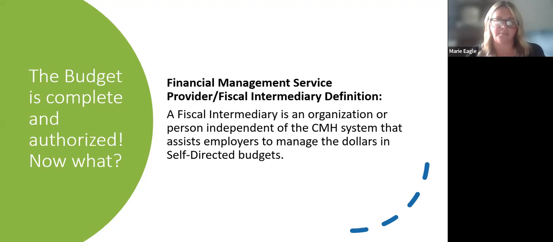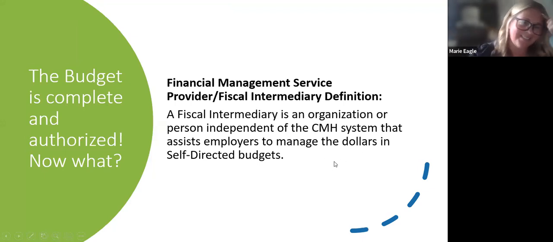So the definition of a fiscal intermediary, fiscal management service, is just that. A fiscal intermediary is an organization or person independent of the CMH system that assists employers to manage the dollars in their budgets. I don't know if either Elizabeth or Tanya or Jessie want to add anything to this definition. It's an independent entity that contracts with the community mental health to act as an assisting body for these arrangements.